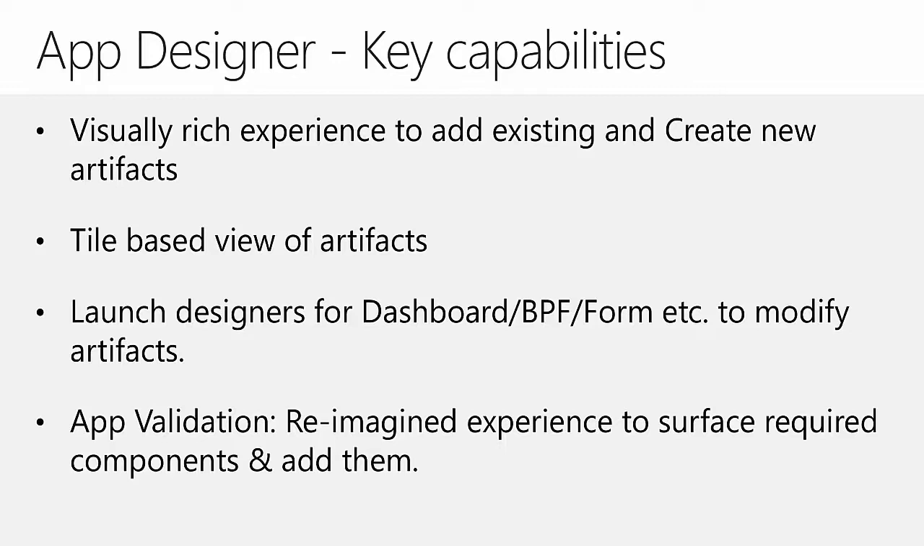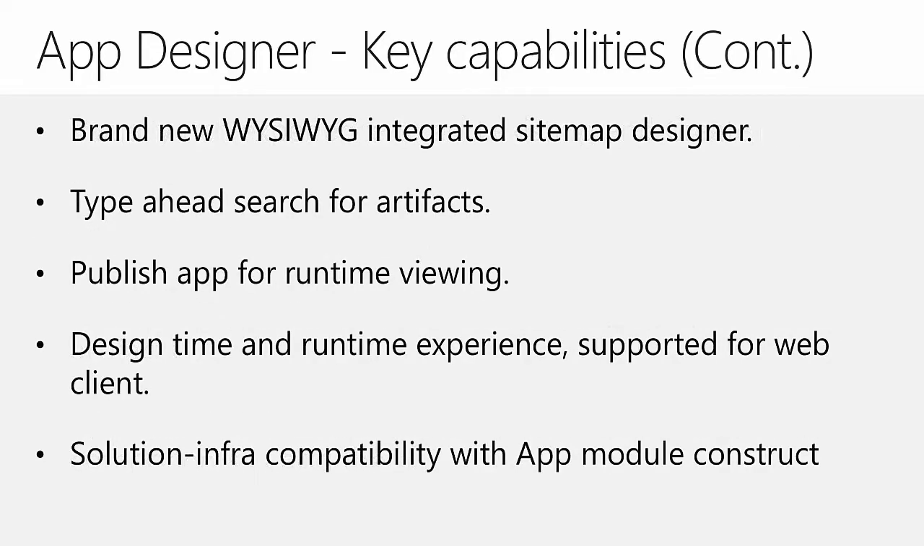Another important fact about the App Designer is its app validation capabilities, which will alert users if the app they have designed contains any issues or if it's missing any components. There are many great capabilities in the App Designer, especially because it was created from the ground up with ease of use in mind. The users have the ability to quickly search for artifacts to be added to the app, publish the app for runtime viewing, and design how that experience will be like in the web client, and ensure the infrastructure is valid before publishing the app. Another great item is the new integrated sitemap designer, which we will cover 3 slides from now.